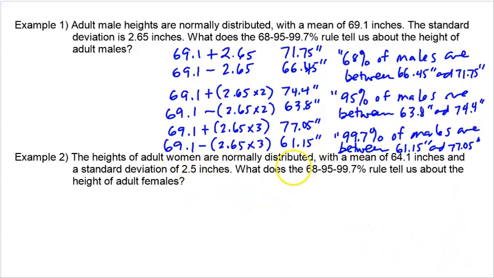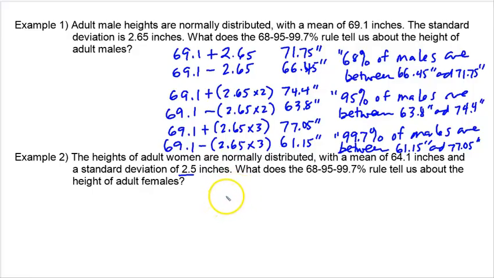Okay, here's another example. So here you would start with the mean of 64.1. And just following our previous example, to get 1 standard deviation of the mean, you would add 2.5. That would give you the upper limit. You would subtract 2.5 for the lower limit.